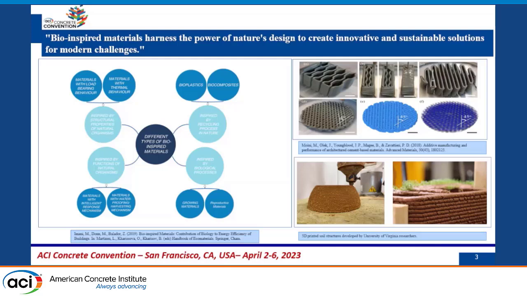It could be a material that is inspired from the recycling process, or from how natural material responds differently in terms of mechanical performance. And there are a lot of 3D printing attempts made by different researchers, starting from bio-inspired architecture and toward bio-inspired materials such as clay printing.